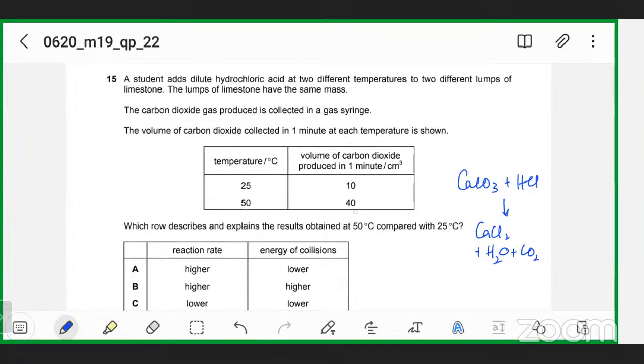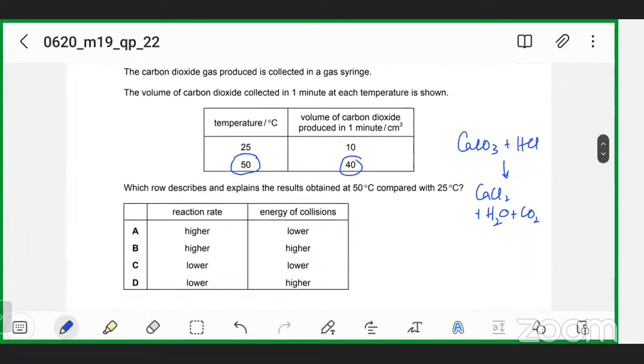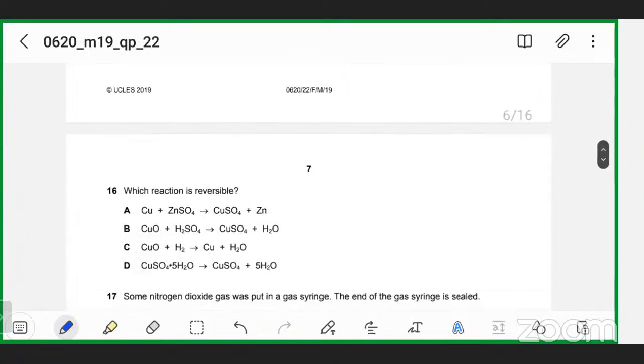The volume of carbon dioxide collected in 1 minute at each temperature is shown. तो 50 के ऊपर ना ज्यादा हुई है volume of gas collect. क्यों होती है 50 पे? Why do you get more? More kinetic energy. ठीक है, you get a fast reaction. So which one describes and explains the results obtained at 50? तो reaction rate क्या है? It's higher, right? Yes. और energy of collision is also high. So B. ठीक है, so you've got faster collisions, more energetic collisions.